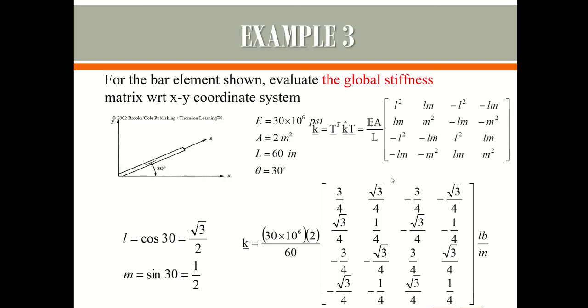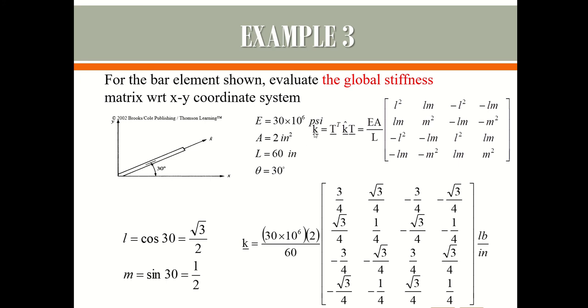Let's see example 3. For the bar element shown, evaluate the global stiffness matrix in the XY coordinate system. This is the global coordinate axis, XY. Given the modulus is 30 times 10 to the power 6 psi, area 2 inch square, length of the bar is 60, and theta, the angle from the global x-axis to the bar, is 30.